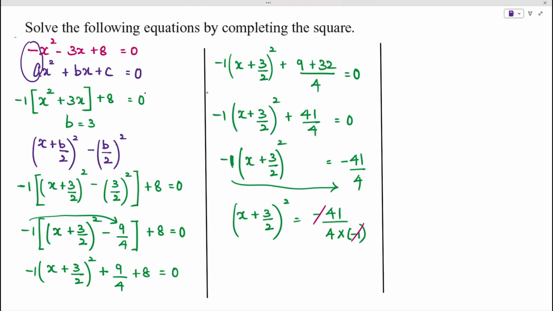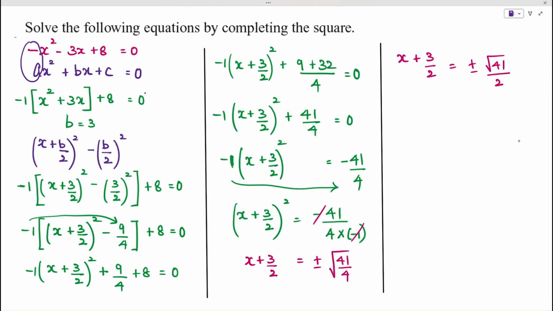And so we can now square root both sides. And for that we get x plus 3 over 2 is equal to plus or minus square root of 41 over 4. We can bring our 4 out of our square root, as the square root of 4 is 2. So now when we remove the 4 out of our square root, we get x plus 3 over 2 is equal to plus or minus root of 41 over 2.